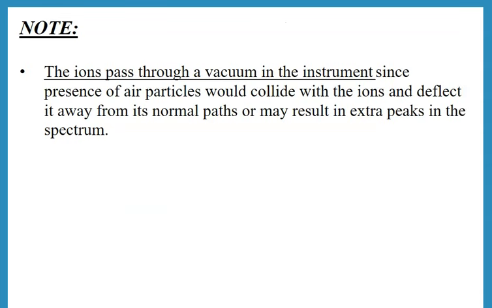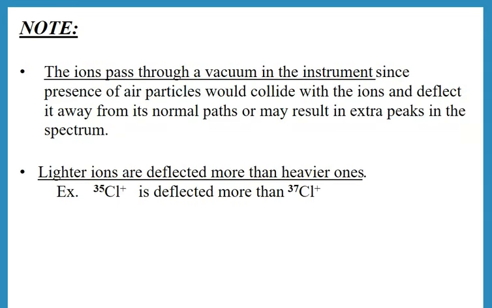Okay, again, you need to know that inside the instrument, the ions are passing through a vacuum. And this is important. It should be a vacuum and not air, for example, because remember that these are particles, and if we have air particles in the instrument, the air particles could collide with my ions and change the way in which they are deflected. So this will affect the deflection of the ions, or it will give extra peaks in the spectrum due to the particles of the air instead of the particles of the atom. So this is one thing you need to remember.